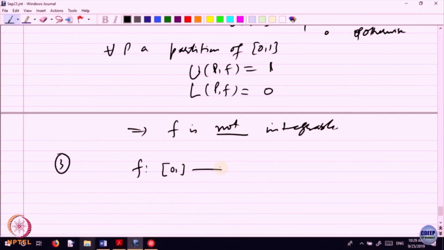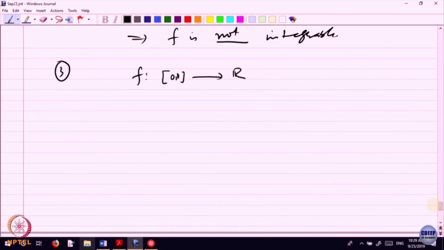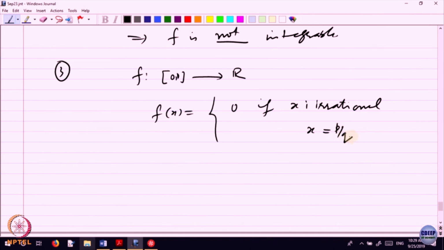So f is a function on [0, 1] to R, and this function is f of x equal to 0 if x is irrational, like before. In [0, 1], if it is irrational, the value is 0. If it is rational, it will be a fraction, p by q.